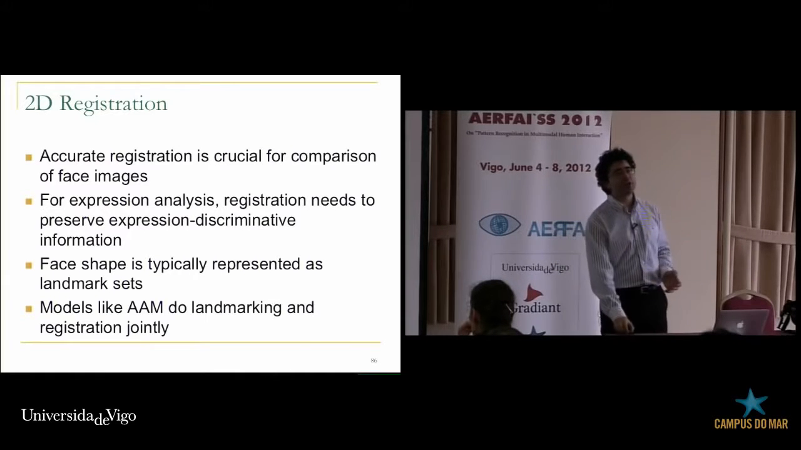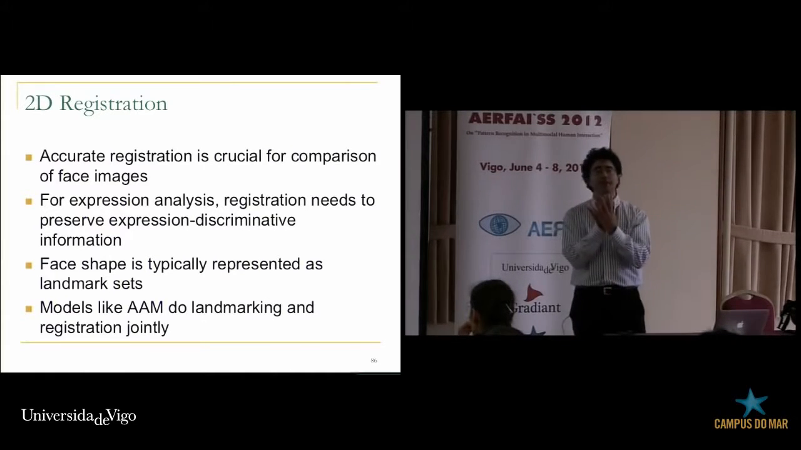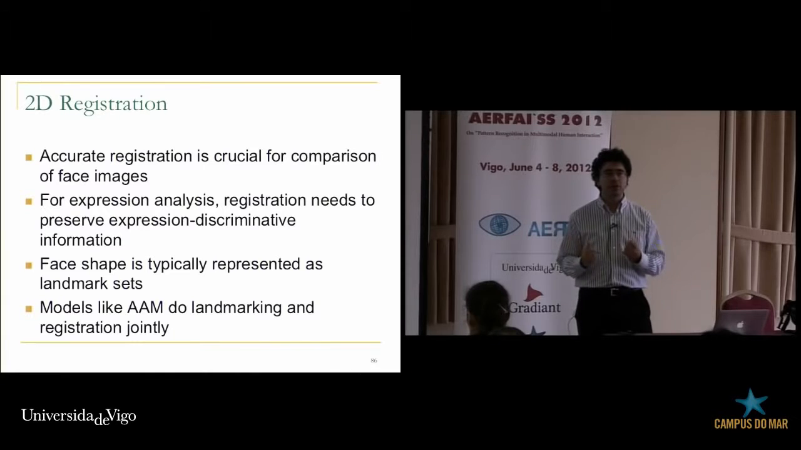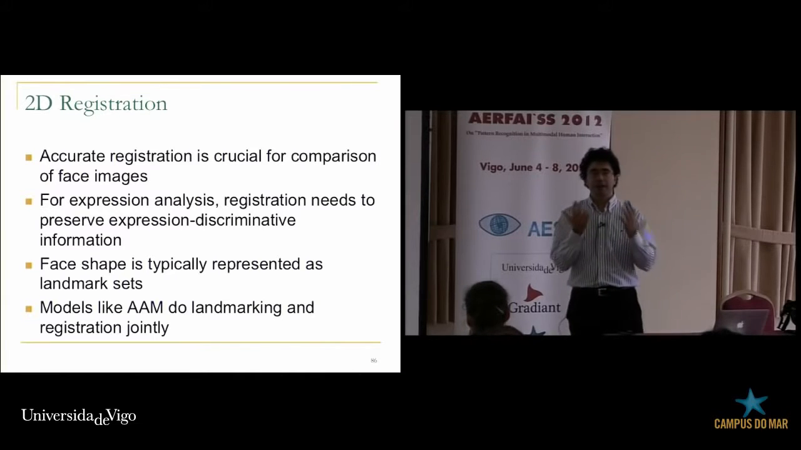So, what does registration mean? I'm aligning two faces because I want to compare them. If I'm doing expression recognition, what I'm comparing is usually a neutral face and an expressive face. And the difference will tell me what kind of expression is going on there.